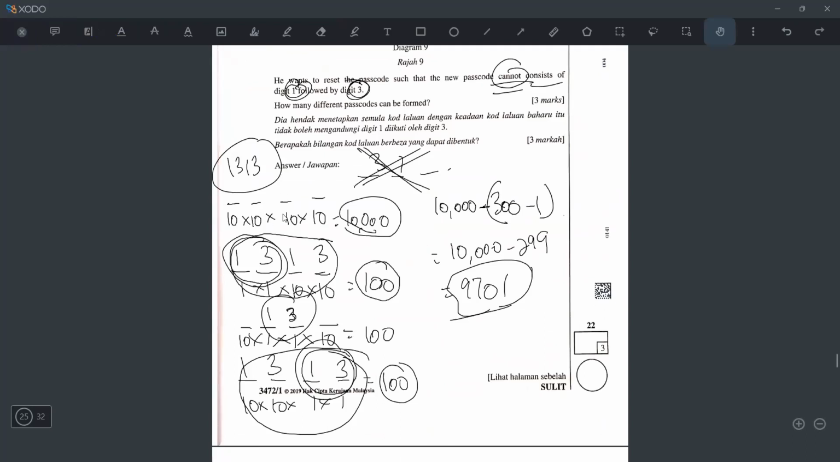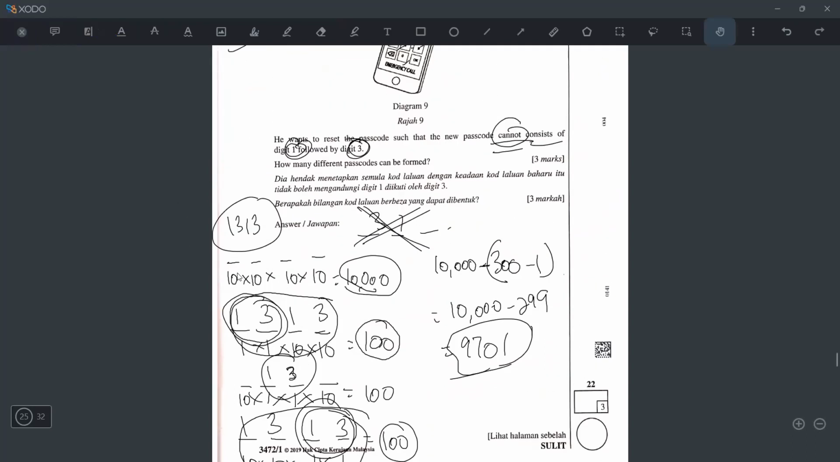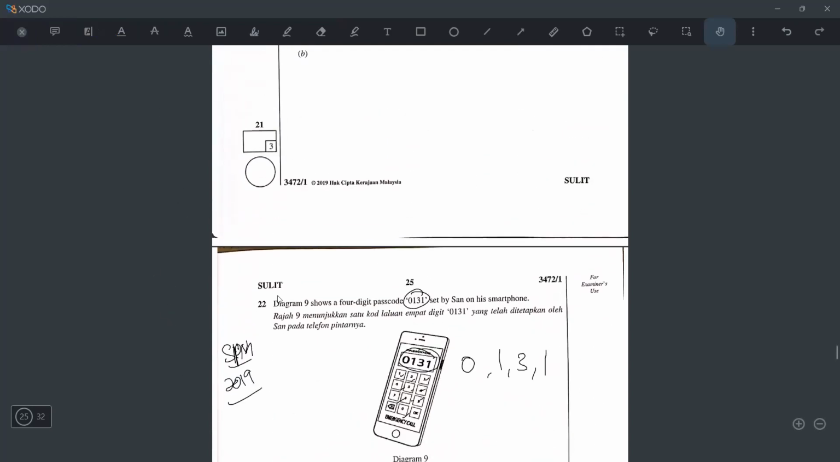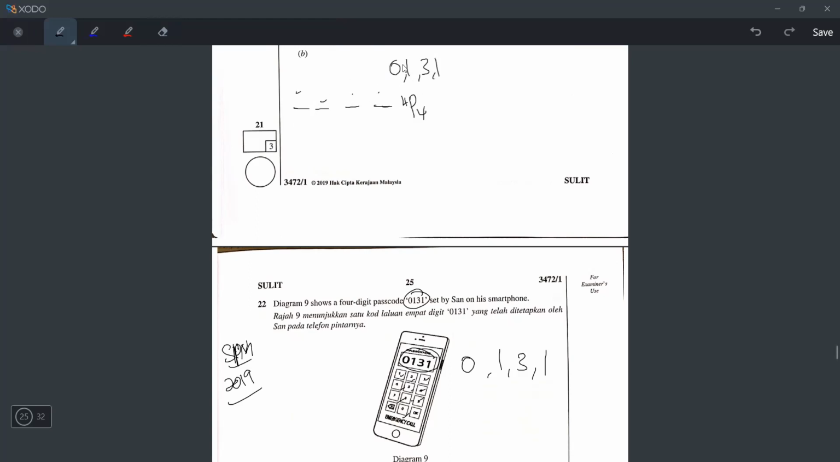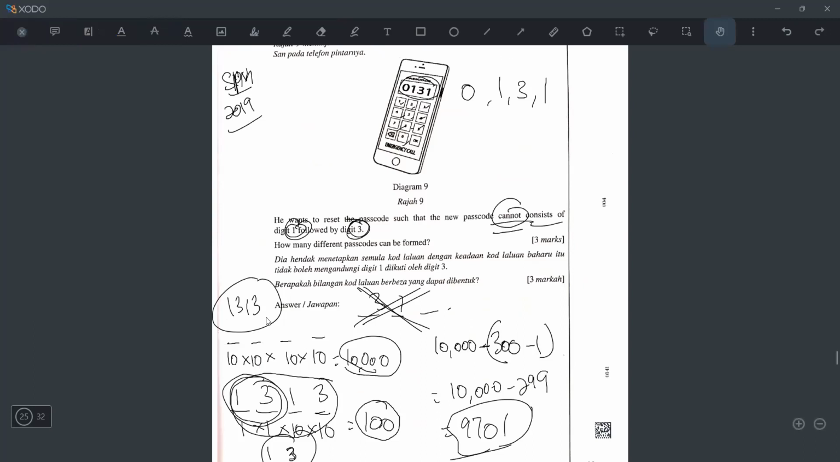Because this is when I can use all the digits from 0 to 9, which means there's 10, 10, 10, 10. But what if I can only use these 4 digits? I can only use 0, 1, 3, 1. And then when I'm forming my new password, I have to calculate the total ways. So what's the total ways? It will be 4P4, right? 4P4, because there are 4 slots, but there are only 4 options. It's not like just now where I have 10, right?